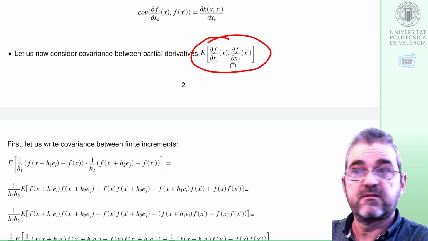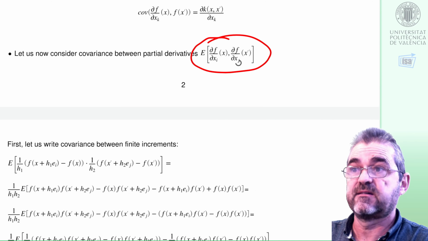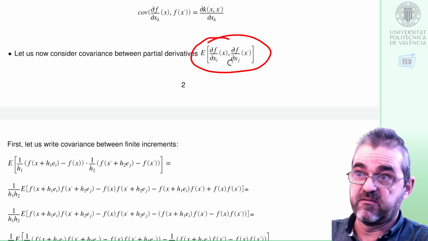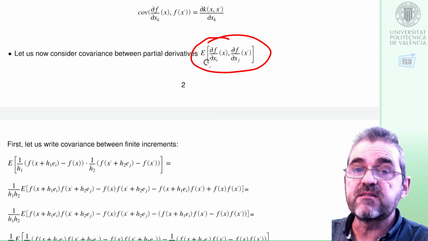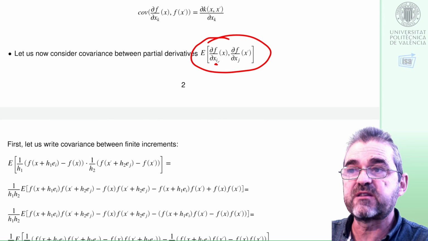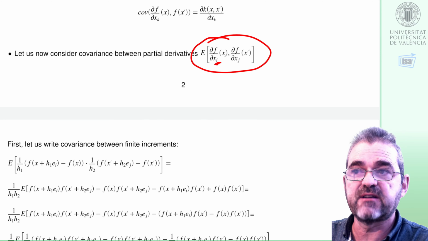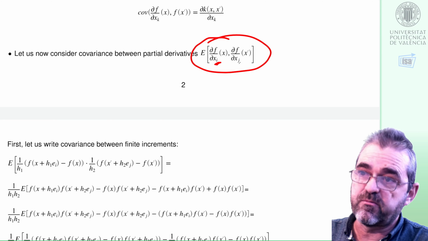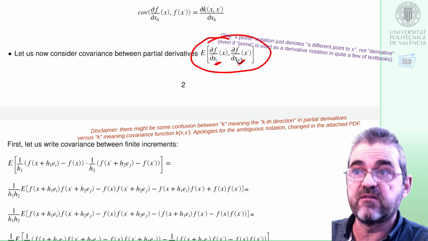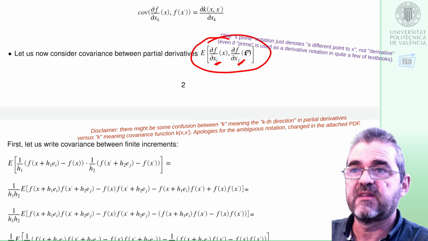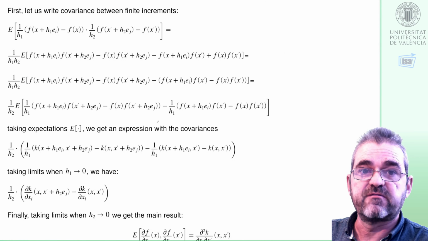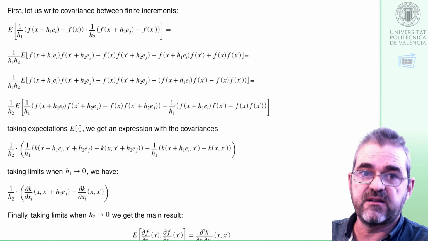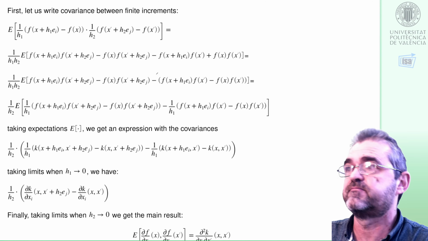Now we'll pursue another goal, which is computing the covariance between the gradients themselves. In fact, if the process is multidimensional, I wish to compute the covariance between the partial derivative with respect to the ith coordinate at one point, x, and the partial derivative with respect to another coordinate, j, at a different point, x prime. So, again, let us first operate with finite increments, and then later on we'll take limits.